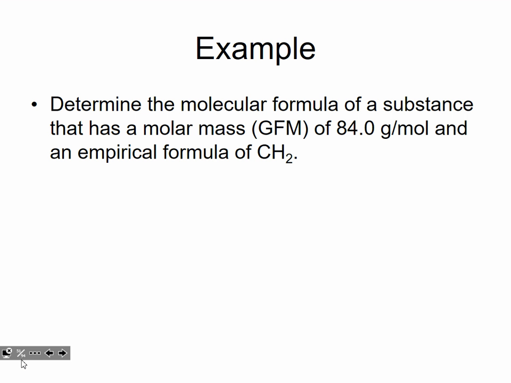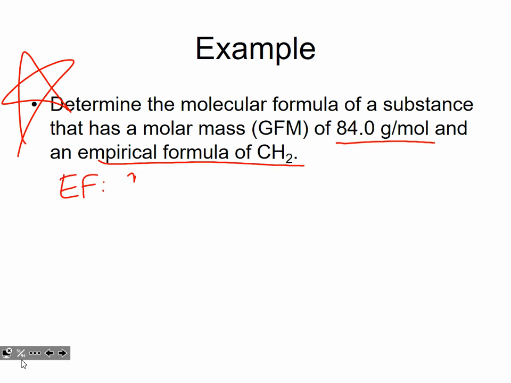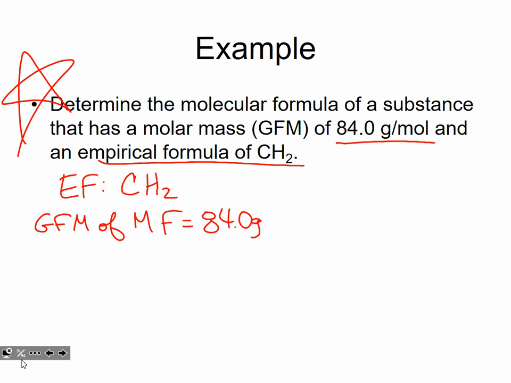So as an example for this, and this is a huge type of problem, so you want to put a big star circle next to this, because this question is on the Regents exam every single year, and it will usually sound exactly like this. Determine the molecular formula of a substance that has a molar mass of 84 grams per mole and an empirical formula of CH2. So they've given us the empirical formula. They've told us that the gram formula mass of the molecular formula is 84.0 grams per mole, and we want the molecular formula, right? Determine the molecular formula.